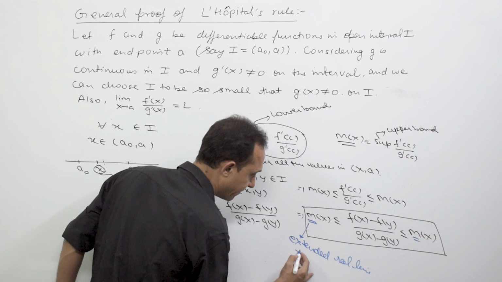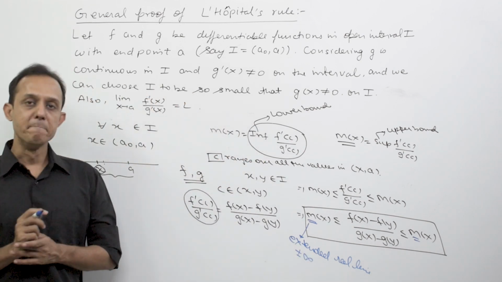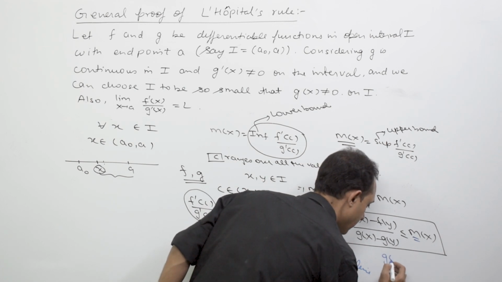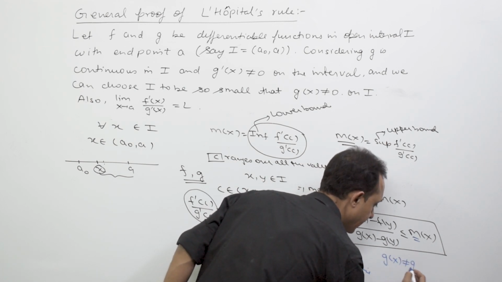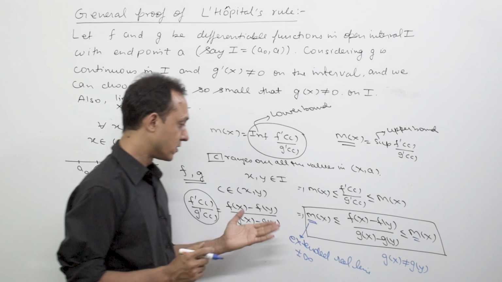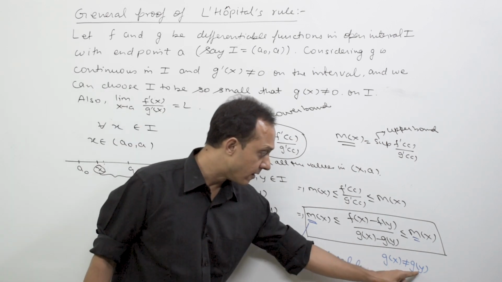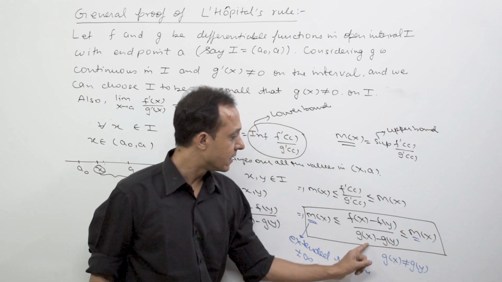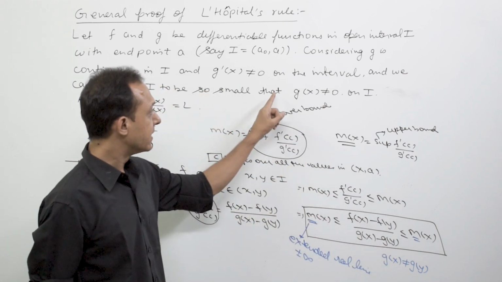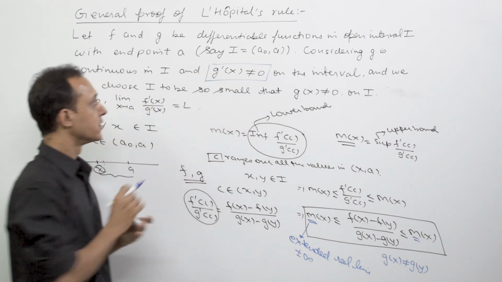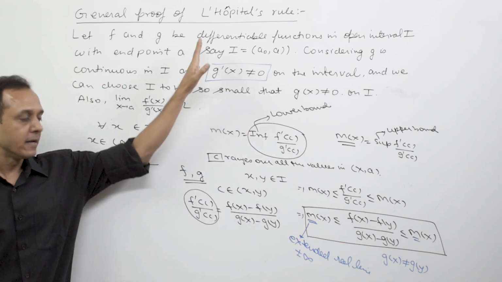So that is, they may take the values plus or minus infinity, and also that g(x) is unequal to g(y), because we know that this function g(x) is a differentiable function, and if g(x) is equal to g(y), then Rolle's theorem would suggest that there will be a point where g'(x) will be 0, and we know that in L'Hopital's rule, the condition is g'(x) should not be 0.